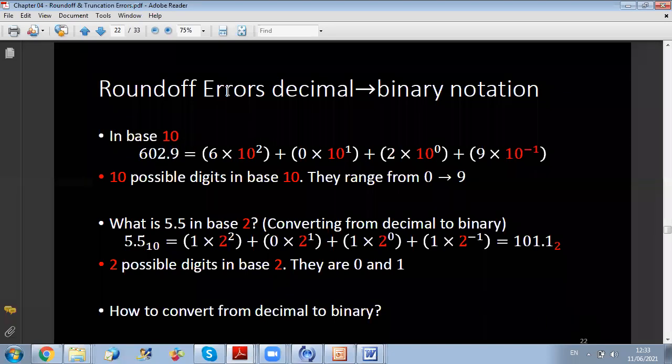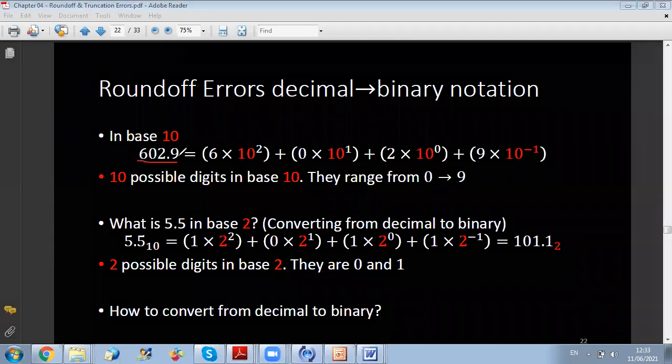So, for example, here, if I have this number 602.9, this is expressed in base 10. I can decompose it as 600, which is 6 times 10 square, plus 0 times 10, because here I don't have any number to the order of 10 power 1, plus 2, which is 2 times 10 to the power 0, plus 0.9, which is 9 times 10 minus 1. So whenever we say it's base 10, it's called base 10 because we can just have 10 possible digits, which are digits from 0 to 9.